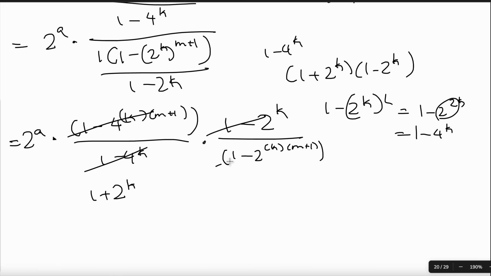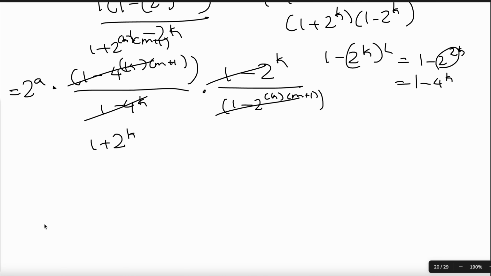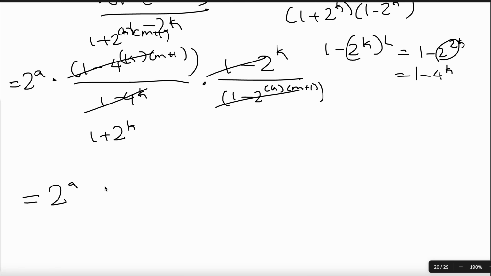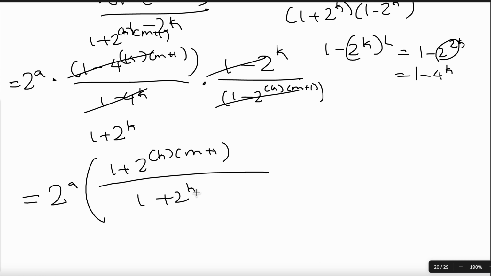And similarly, we have another difference of squares here. So we're going to get 1 plus 2 to the k times m plus 1. So this thing is equal to 2 to the a times (1 plus 2 to the k times m plus 1) divided by (1 plus 2 to the k), which is equal to 964. So now we can immediately first find a.